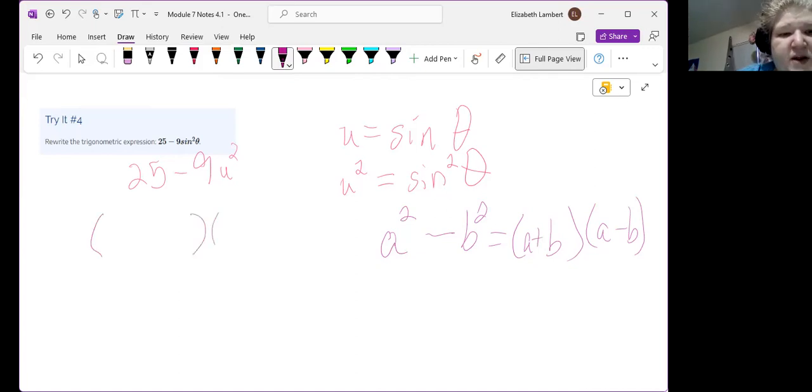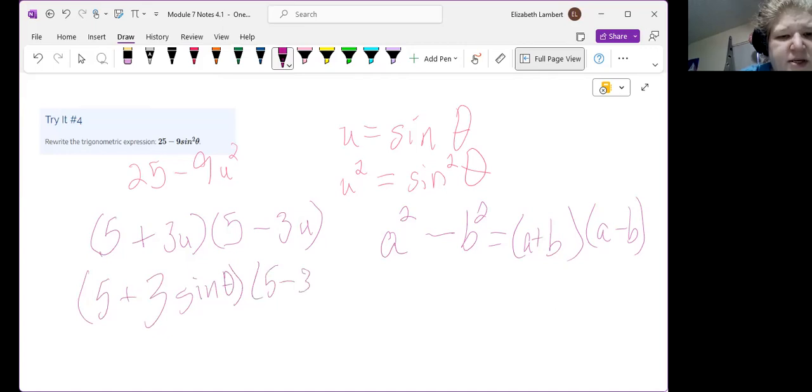So 25 and 9 are both perfect squares. So for my 25, I'm going to put a 5 and a 5. For my 9, I would put a 3 and a 3. And my u squared will split into u and u. Make one positive and the other negative. There's our factoring. And now I'm just going to come back and fill in. So it's 5 plus 3 sine theta times 5 minus 3 sine theta.